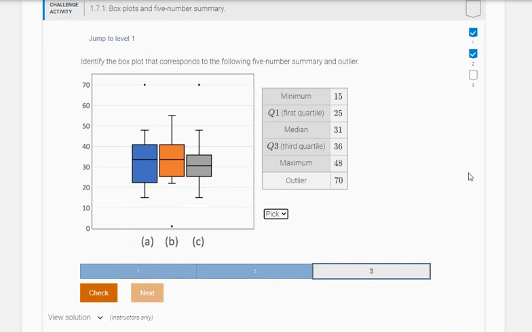Last question here. Identify the box plot that corresponds to the following 5-number summary. First off, it has an outlier of 70, so it's either this one or this one here. It has a first quartile of 25, a median of 31, and a third quartile of 36. You can see that it's obviously this gray one, right? It can't be this blue one because the third quartile is 41 there. So it has to be this gray one.